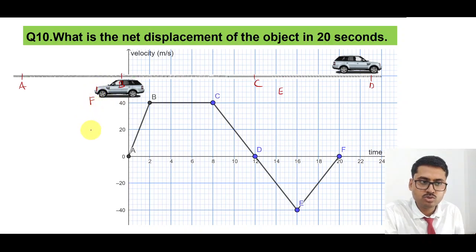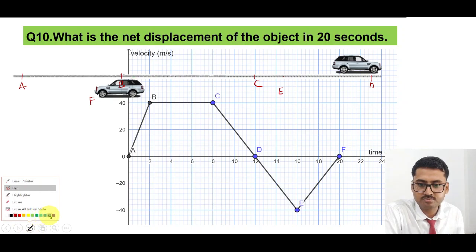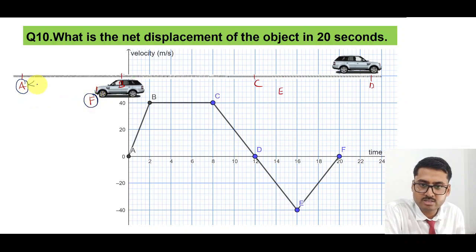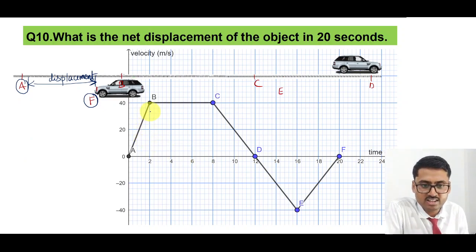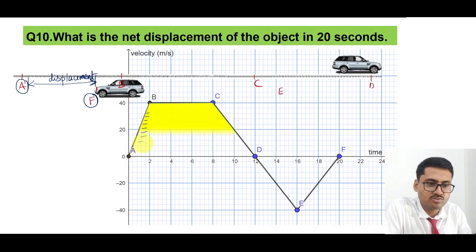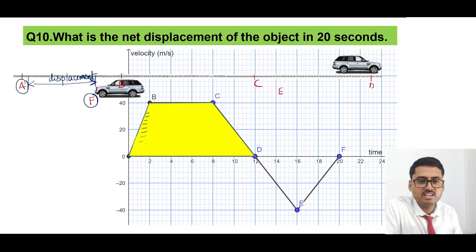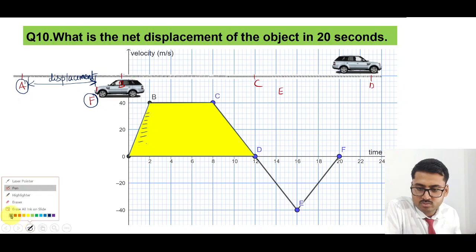So we have to calculate the displacement of the object in the 20 seconds. This is the initial point and this is the final point. So the displacement is going to be basically this much. This is your displacement. So how do we calculate this displacement? Instead of solving the area of each portion like this, we will calculate the area of this trapezium.